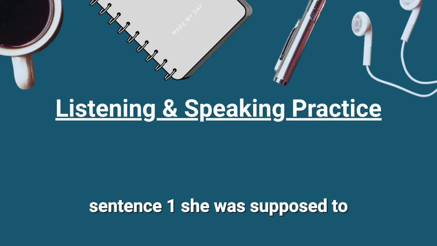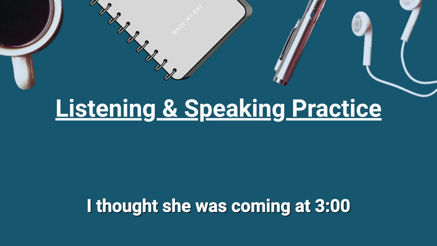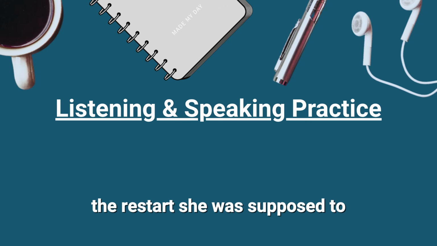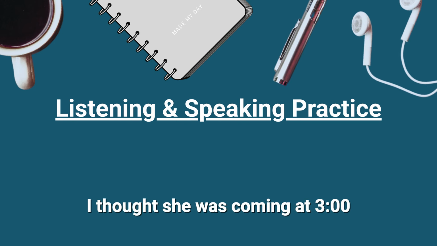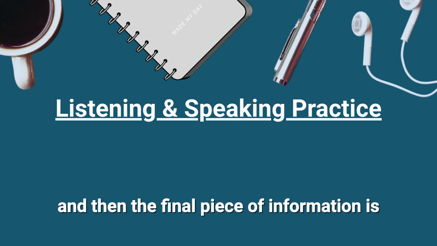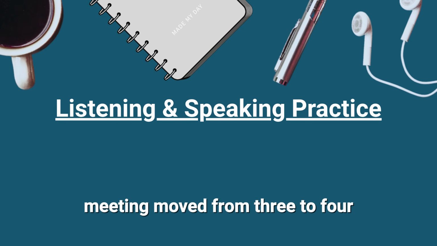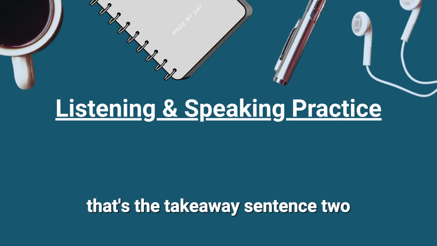Sentence 1. "She was supposed to... I thought she was coming at 3 o'clock, but apparently it's been moved to 4." The restart, "she was supposed to," was abandoned. The real message arrived at, "I thought she was coming at 3 o'clock." And then the final piece of information is, "it's been moved to 4." Time has changed. Meeting moved from 3 to 4. That's the takeaway.